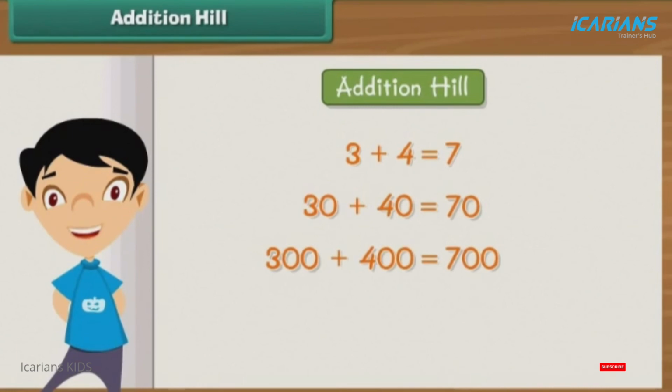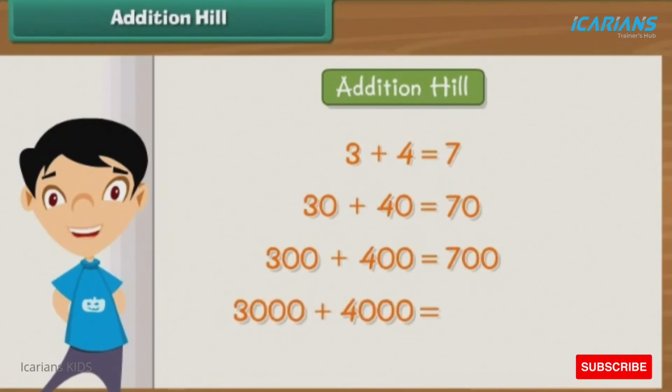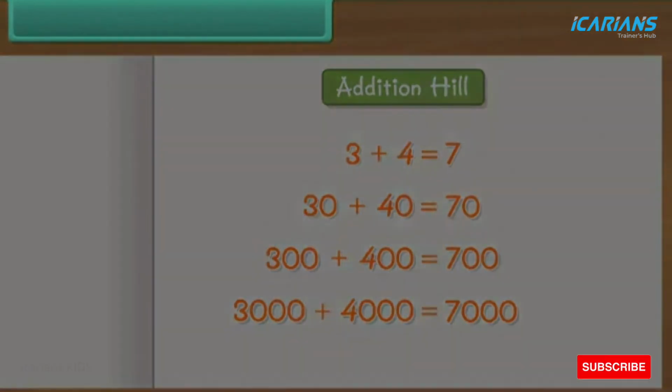Now you can tell the sum of 3000 and 4000 very easily. 3000 plus 4000 is equal to 7000. As this pattern gives a hill-like structure, we call it the addition hill. Summary.